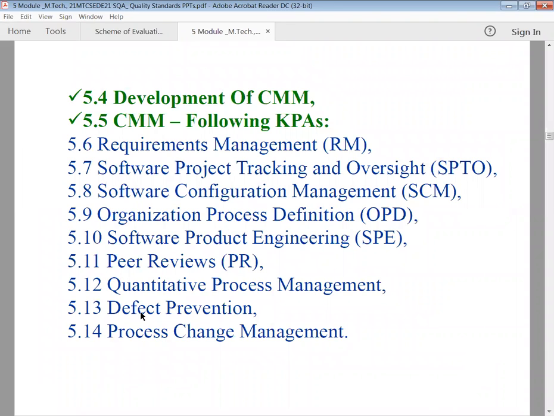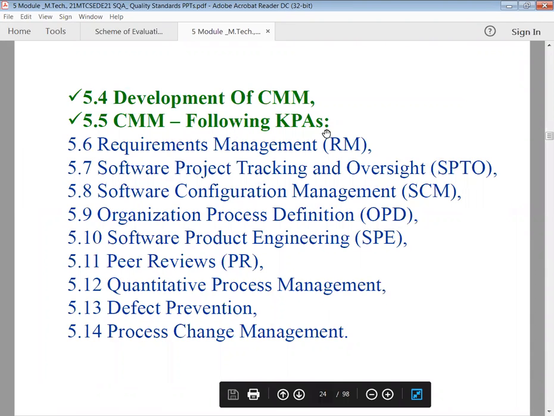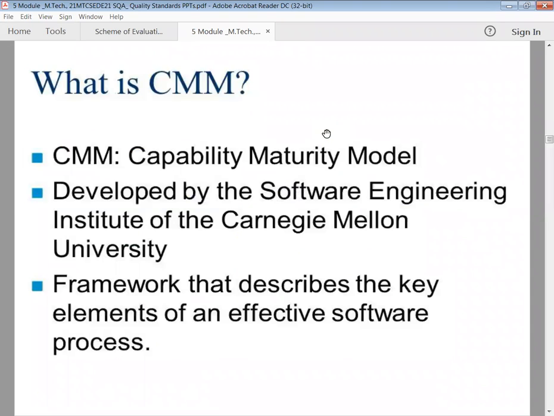Our next topic is CMM and the KPAs. As we discussed, CMM is the Capability Maturity Model, developed by the Software Engineering Institute, SEI, at Carnegie Mellon University. It is a framework that describes the key elements of an effective software process. Framework means it has its own boundaries, so the CMMI model should be applied in a predefined environment. You cannot simply apply it to an entire city. So there is a boundary: within the organization we can apply it, and within the project we can apply it.